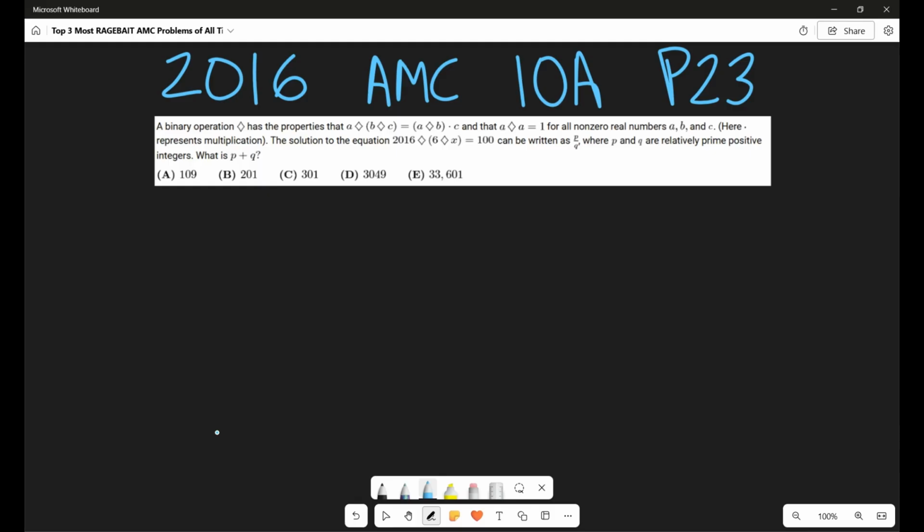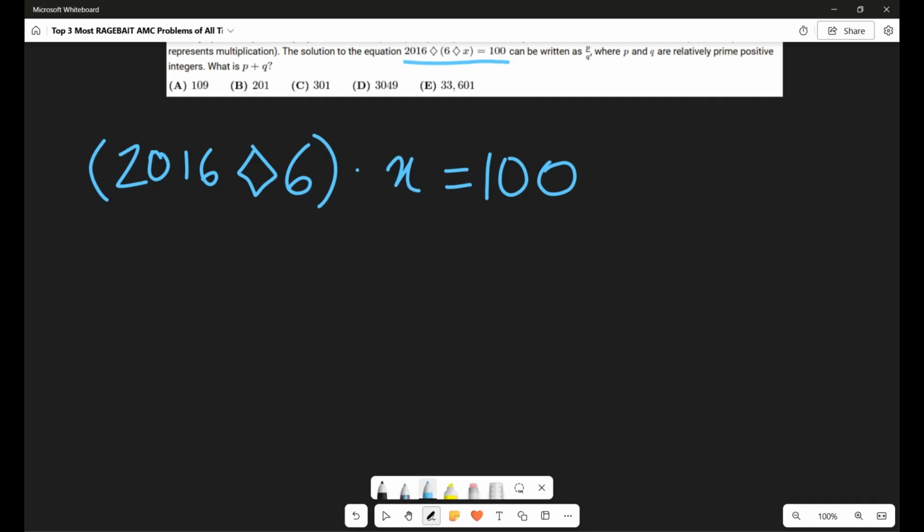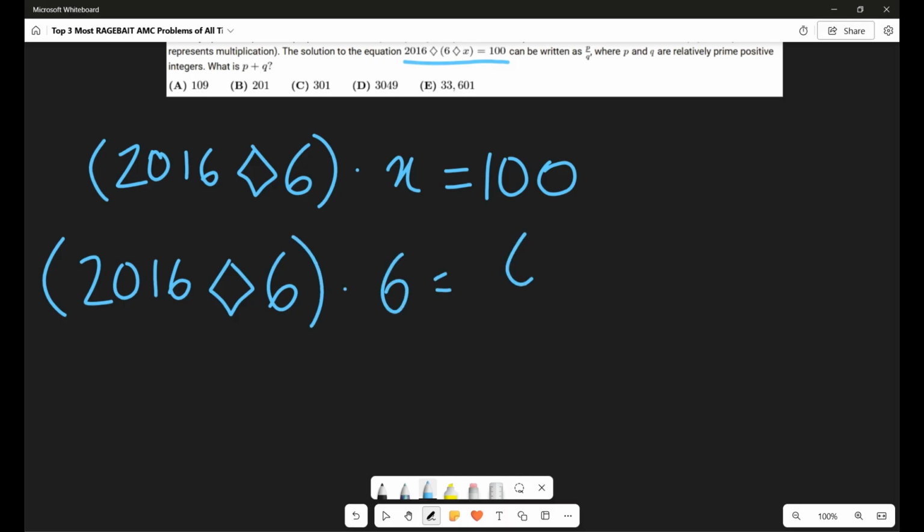Now, the natural move to make when we see our mystery equation here is to rearrange with our first rule. So we get 2016 diamond 6 times X equals 100. Now, the clever idea here is to multiply both sides by 6 over X, because when we do that, our left-hand side becomes completely numerical, and X stays on our more simple right-hand side.